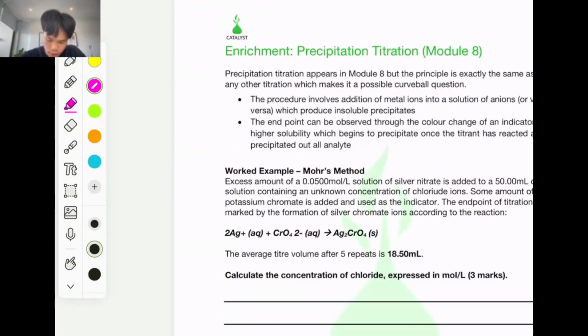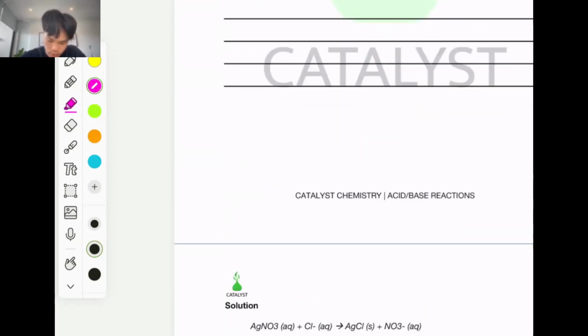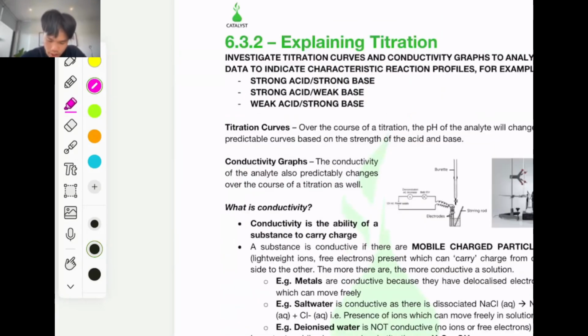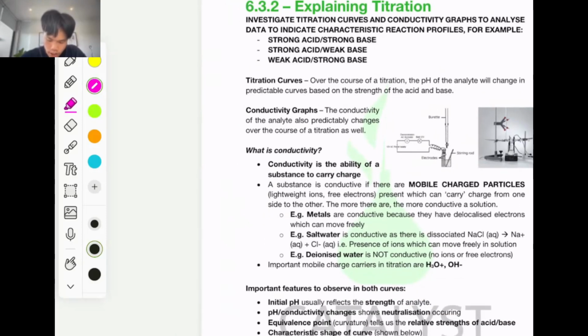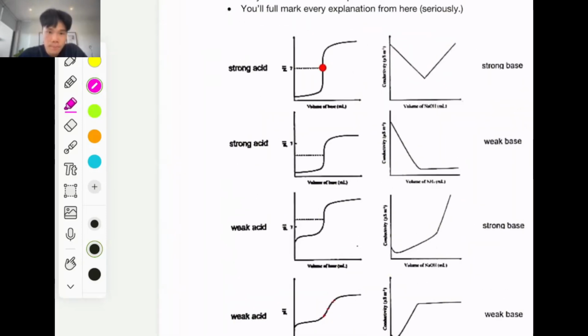And we'll go through each of the graphs very quickly too. Come back to precipitation titration in mod 8. So you should be able to explain each of these curves where you have strong acid, strong base, strong acid, weak base, weak acid, strong base, or weak acid, weak base.